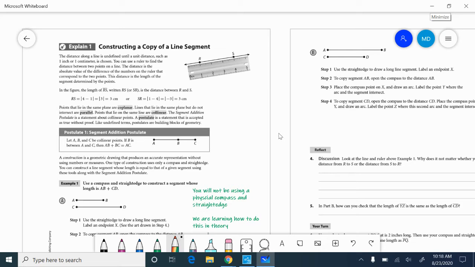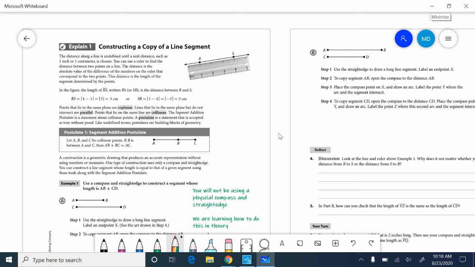In the figure, the length of segment RS, written RS or SR, is the distance between R and S. So we're showing that if you subtract 4 and 1 or 1 and 4 and take the absolute value of that difference, you're going to get the same answer, 3 centimeters.